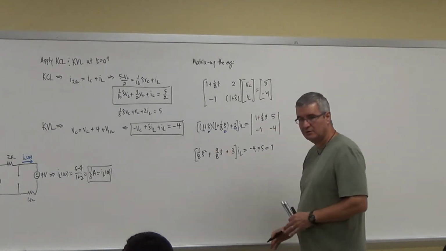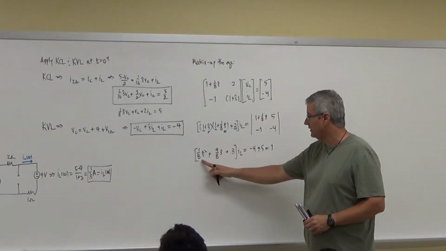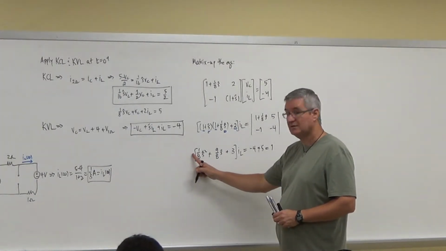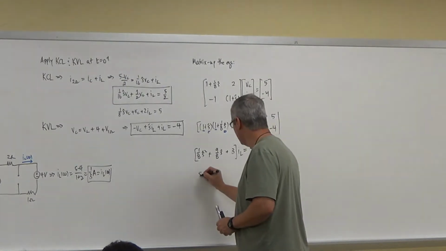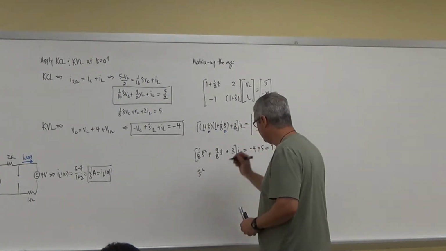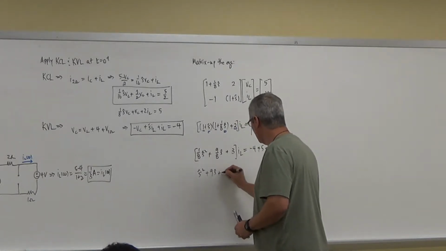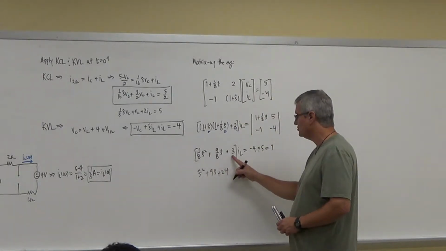So what am I going to do? I'm going to clean this up. See that 1/8? I got to multiply everything by an 8. So that 8 cancels that. So I'm going to get s hat squared plus 9s hat plus 24. 8 times 3 is 24.